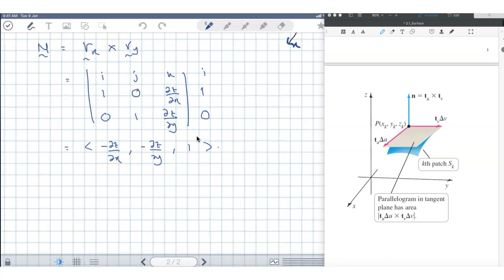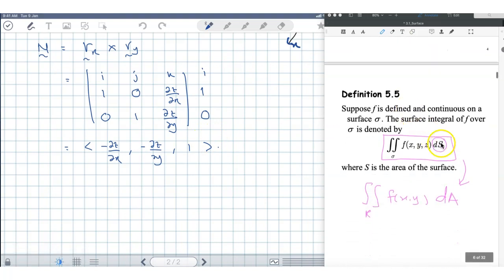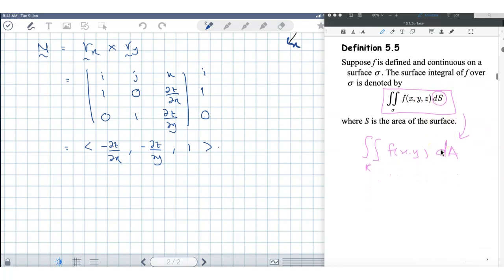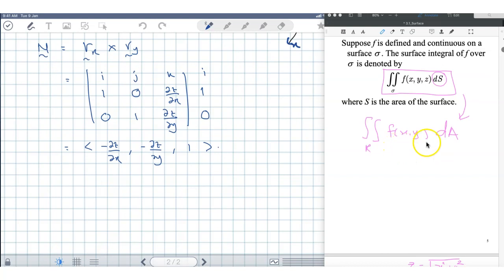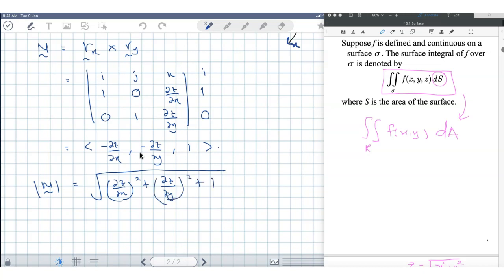Okay, and because the formula in the line integral here is in scalar form, ds is a scalar form, you have to convert this vector and find the magnitude. So the magnitude of N is the square root of del z del x squared plus del z del y squared plus 1. So that is your magnitude of N. Okay, so that is the idea.